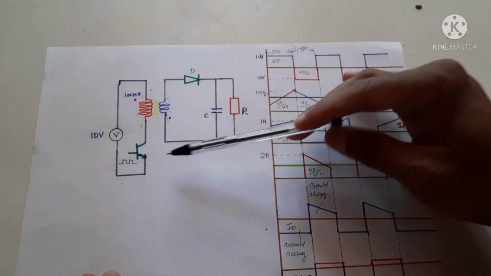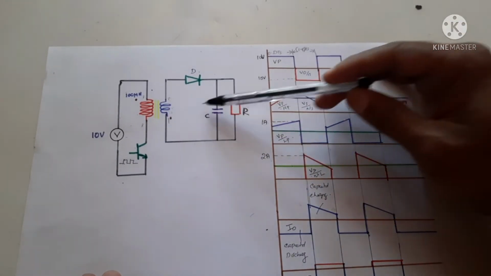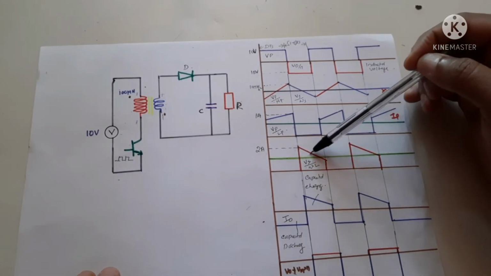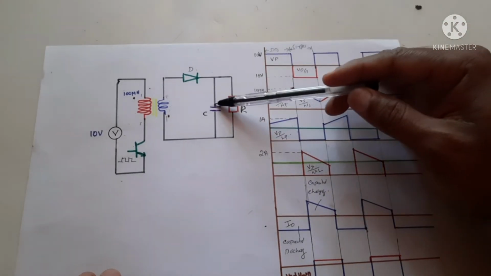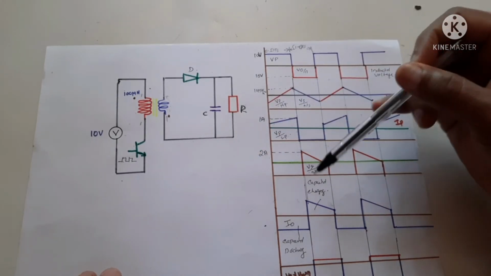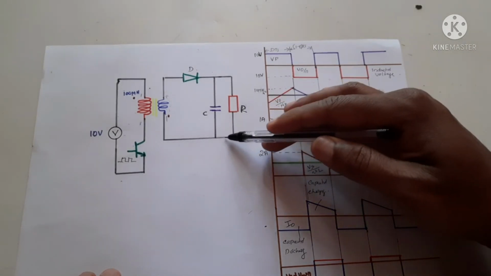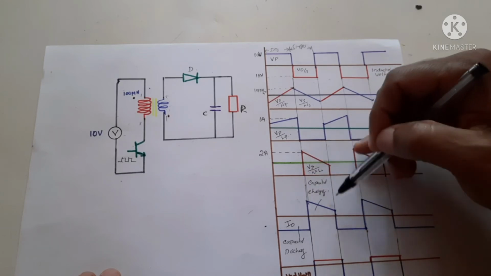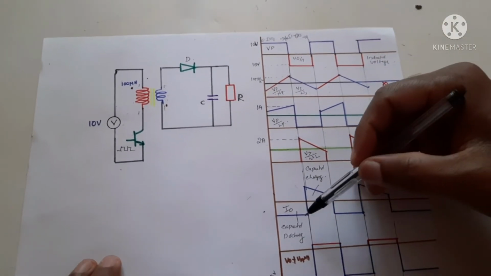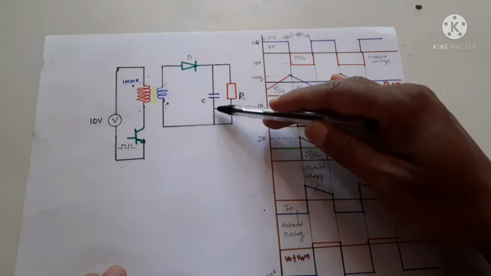Now during this time there will be no current through this transistor or the primary inductor, and this is the secondary current. During this time this current has two portions. One portion is going to the capacitor and another portion is going to the load. The average portion is the portion that is going to the load, and the ripple portion is charging this capacitor. From any of these we can calculate the value of the output capacitor also.